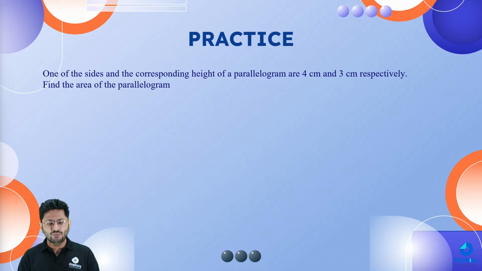Great, let's do some practice questions on the same. One of the sides and the corresponding height of a parallelogram are 4 and 3 centimeters respectively. We have to find out the area of the parallelogram. So it's a very simple question: the base is given and its corresponding height is given. It means that you just have to do base into height. So the answer would be 4 into 3, that is 12 centimeters square. That would be the correct answer. Perfect. Let's move on to the next question.